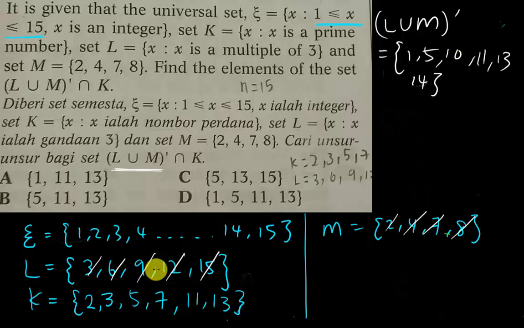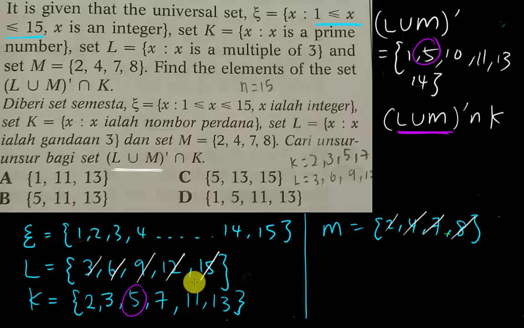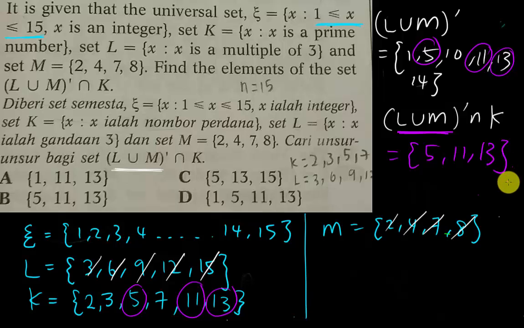Because you see, I only shade the L and M. And then everything outside of L and M here will intersect with K. Then I will try to find out, does this share anything common with K? The K here, both of them have 5. This is what I spot. Both of them have 11. And both of them have 13. So I know they have 5, 11 and 13. You can still do it like this if you understand the question like this.